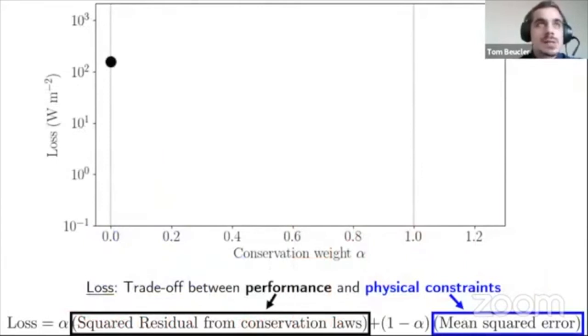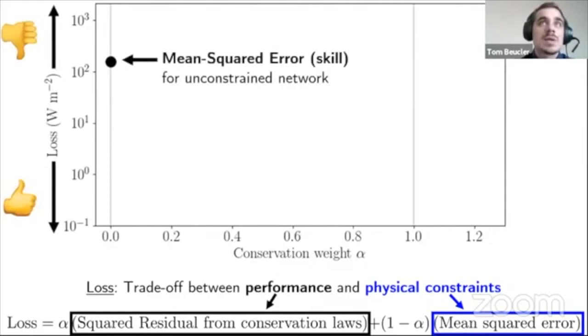So now on to the results. I'm going to first show you the mean squared error of the two different options I presented, and show you that when we use loss constraint networks, there is a trade-off between performance of the network and physical constraints of the network. So on the y-axis is a mean squared error representative of the skill of the neural network. We start with an unconstrained network where we haven't enforced any constraints. Up is bad, down is good.